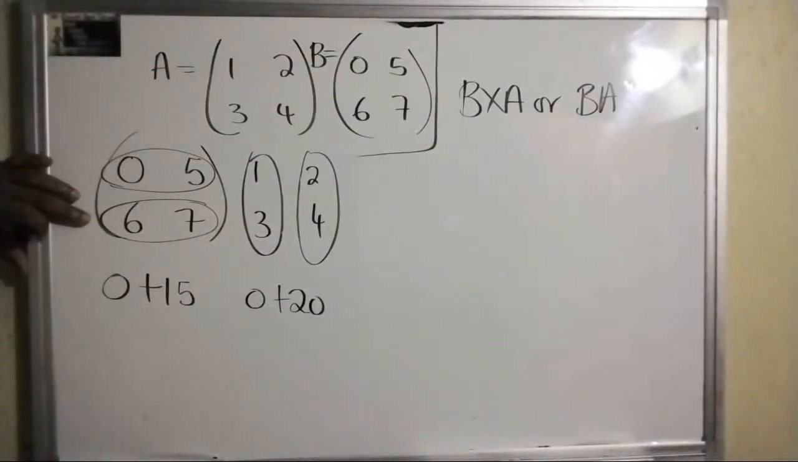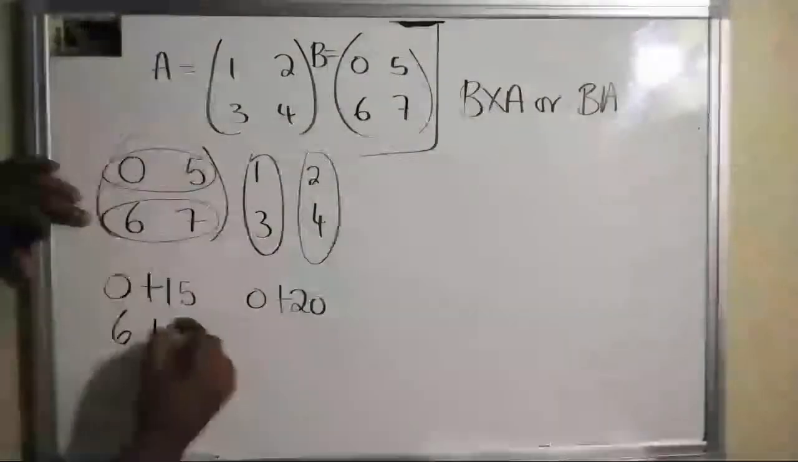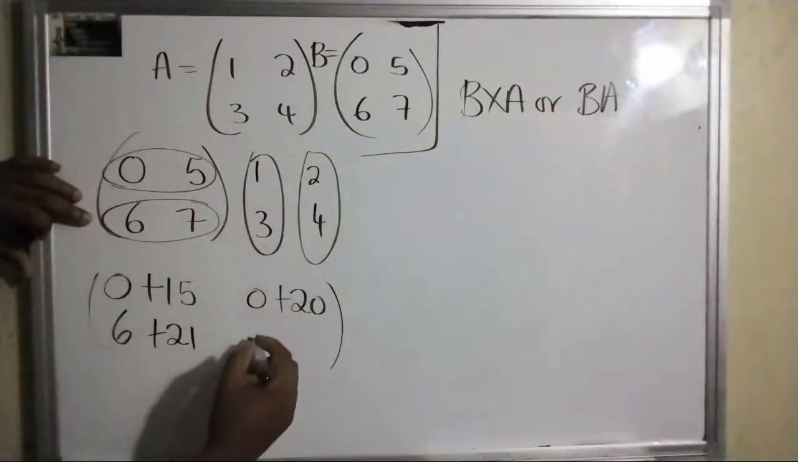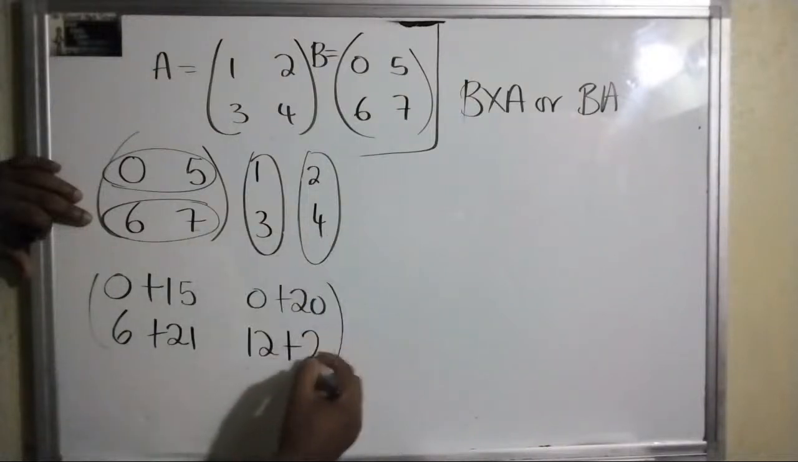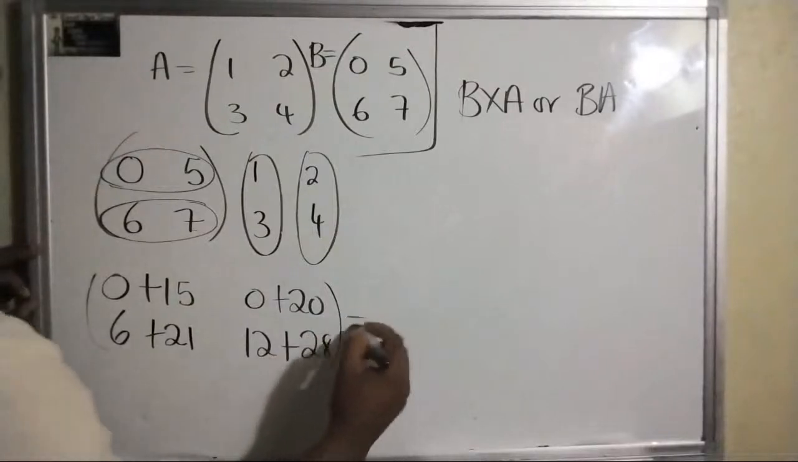On to row 2. 6 times 1, 6. 7 times 3, 21. 6 times 2, that's 12. 7 times 4, 28. And we're done. There you are. We have to add them.